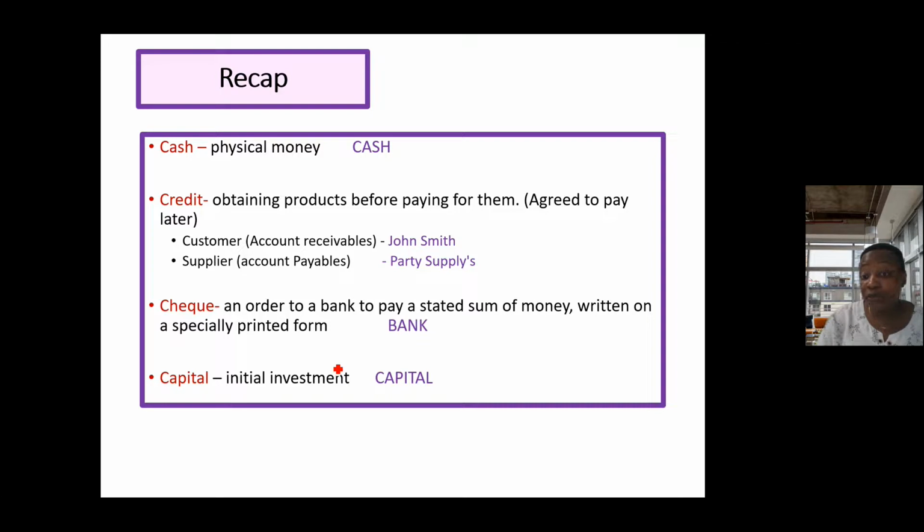Credit is obtaining products before paying for them. So you haven't paid, you have deferred payment to a later date. When we talk about accounts receivable, that's our customers have bought goods from us, but they haven't paid. They've deferred payment to a future date. When we talk about accounts payable, it means we have bought things from our suppliers. We haven't paid. We have deferred payment to a future date. And then, of course, our capital, which is our contribution within the business.